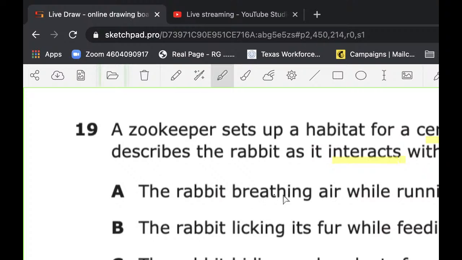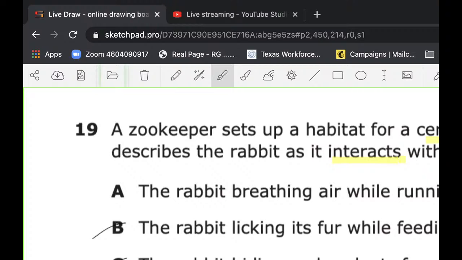Okay, so the first one says, the rabbit breathing air while running down a rocky path. The air and the rocky path are two non-living parts of the rabbit habitat. So let's keep answer choice A. Answer choice B. The rabbit licking its fur while feeding its young. Well, the rabbit's young are a living part of the rabbit's habitat, so that would not be correct. Now C. The rabbit hiding under plants from loud noises. The plants are a living part of the rabbit's habitat. So let's cross these two out.